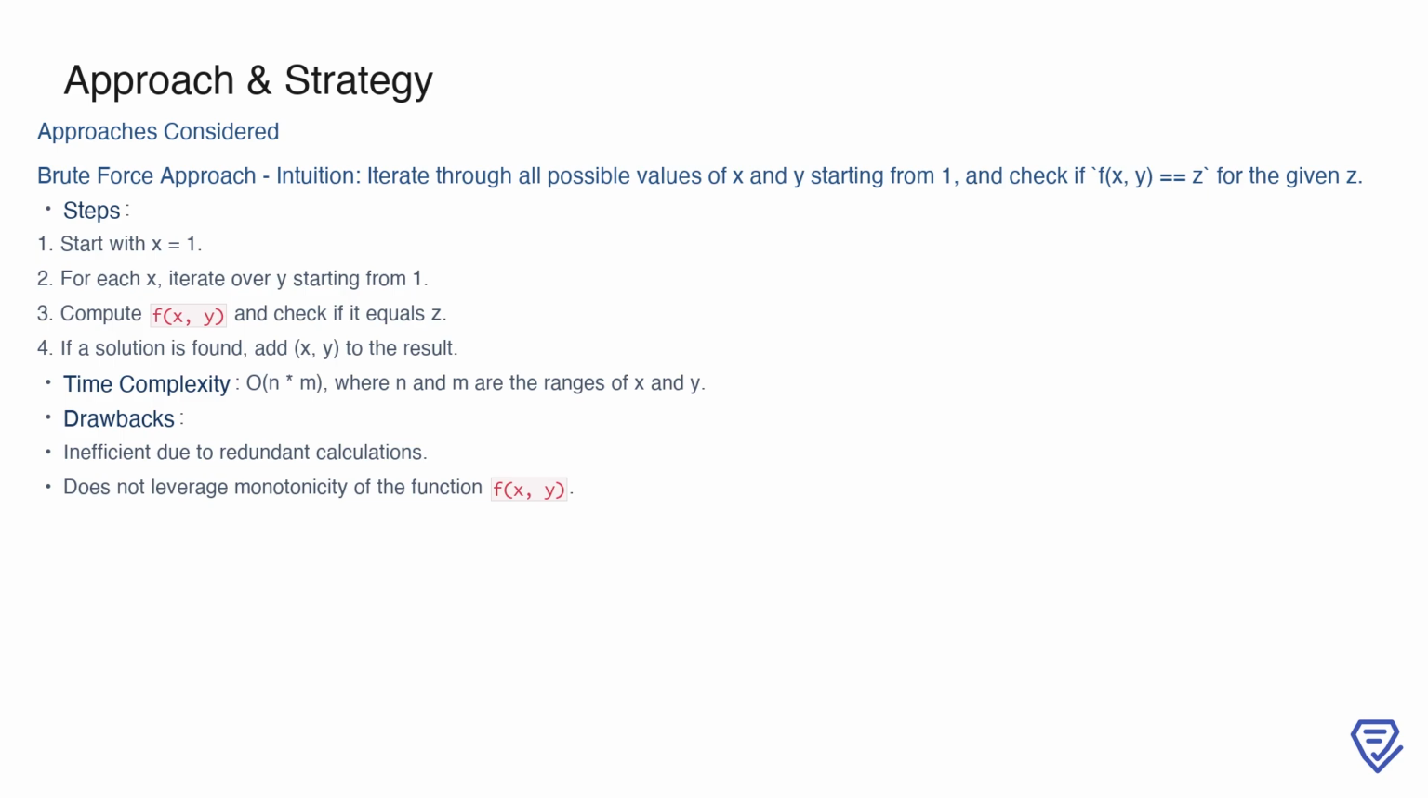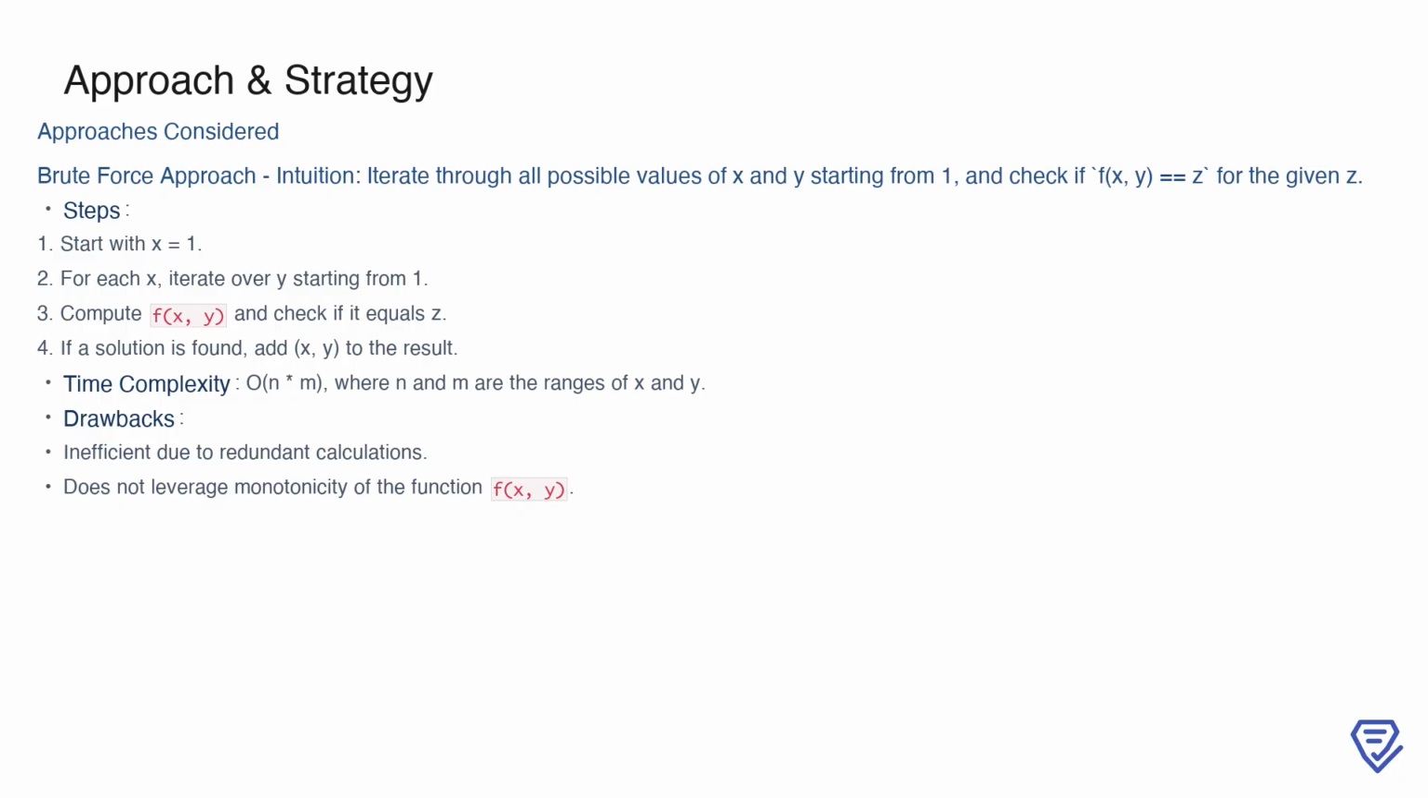We simply iterate through all possible values of x and y, starting from 1, and check if the function f(x, y) equals the given value z. The steps are as follows. We start with x set to 1, and for each value of x, we iterate through all possible values of y starting from 1. For every pair (x, y), we compute f(x, y) and check if it matches z. If it does, we add this pair to our results.